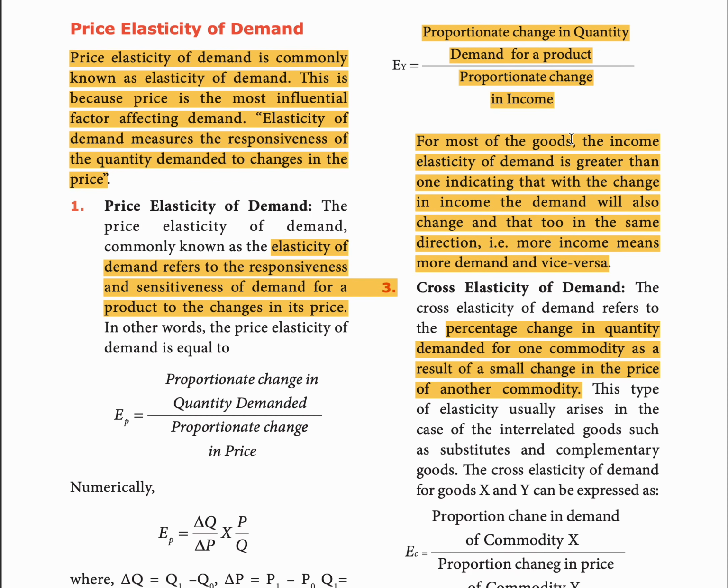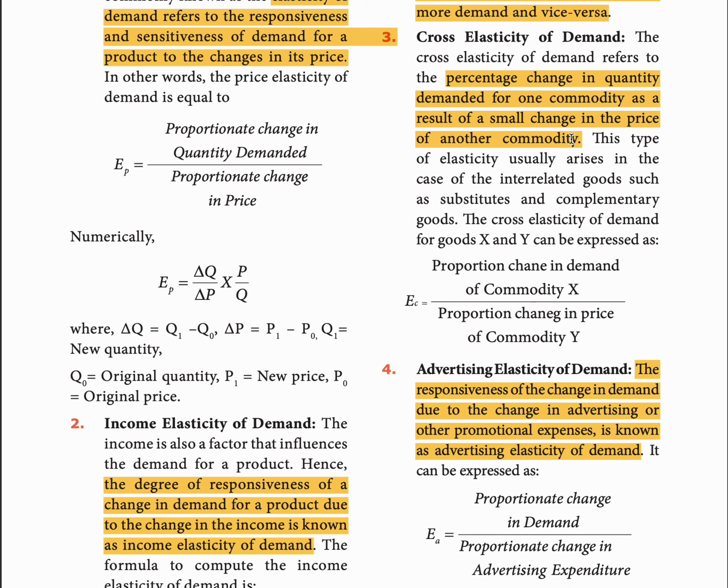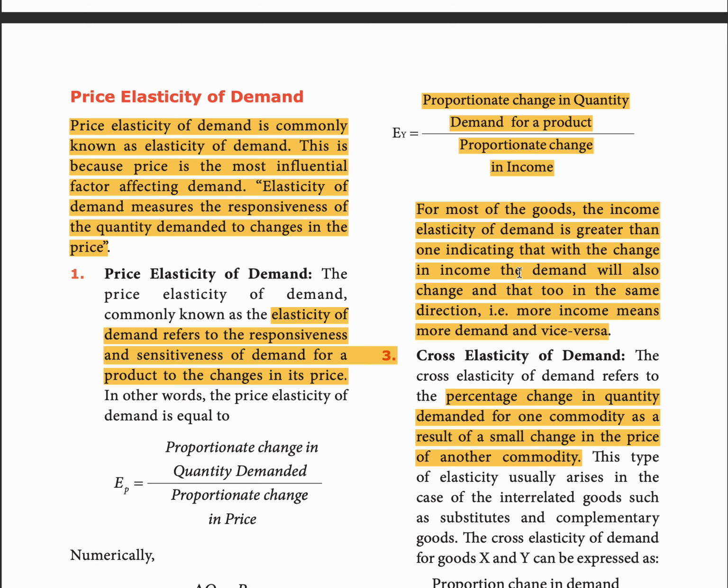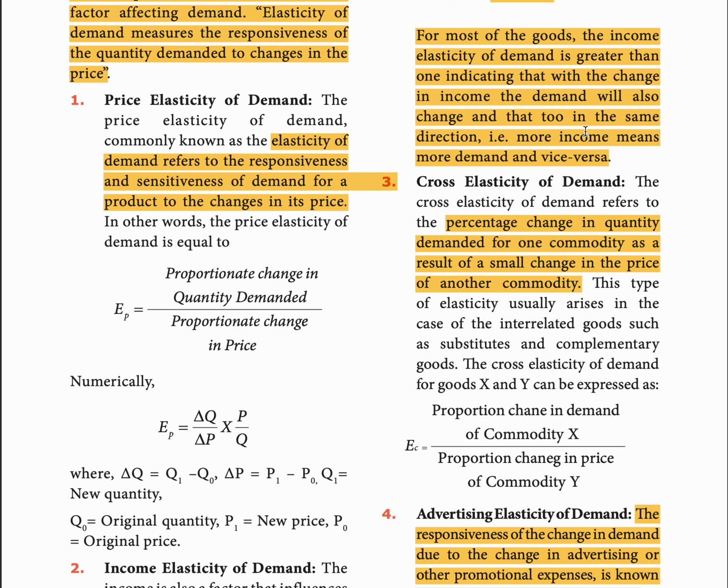For most goods, the income elasticity of demand is greater than 1, indicating that with the change in income, the demand will also change, and that too in the same direction. That is, more income means more demand, right? So it means that if the income of a person increases, then the demand will also increase.